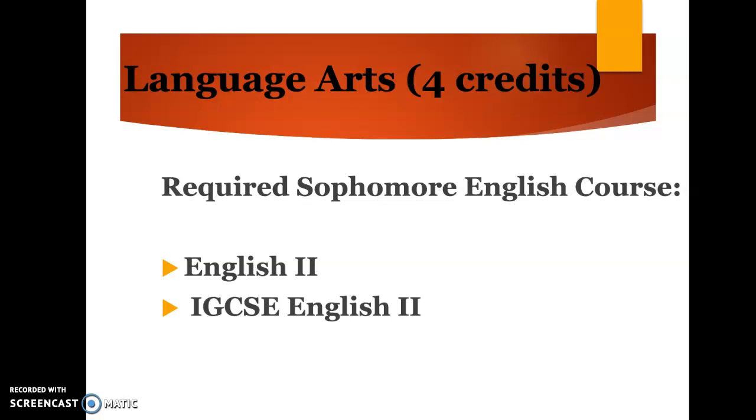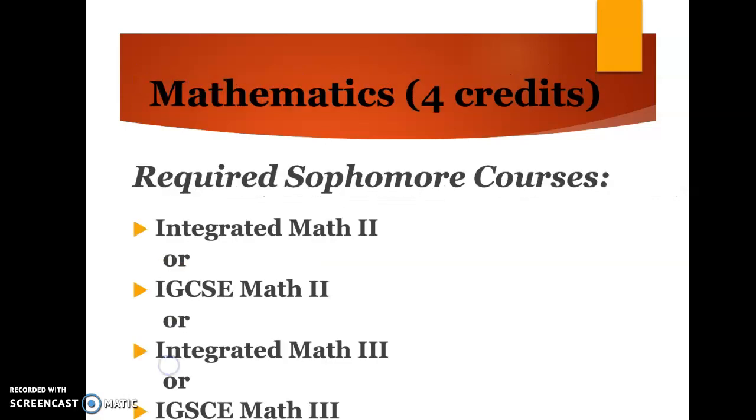We're going to begin with language arts. You will select your English course. Your choices would be English 2 or IGSE English 2. Moving from English to mathematics, you will select your sophomore math class. Depending upon what your math class was as a ninth grader, you would pick Integrated Math 2 or IGSE Math 2 or Integrated Math 3 or IGSE Math 3.